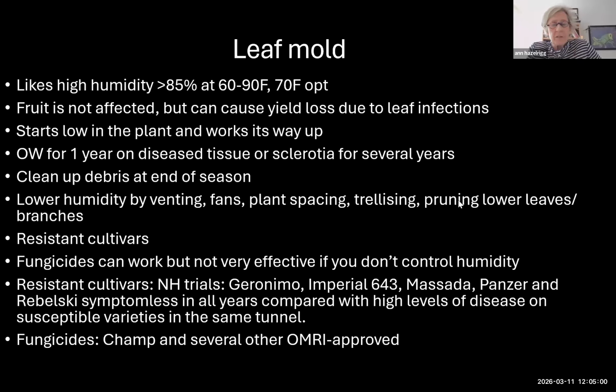There are resistant cultivars. These are some that were listed in some New Hampshire trials: Geronimo, Imperial 643, Masada, Panzer, and Rebelski. So that's another option. There are fungicides, Champ, and several other OMRI approved ones. But again, if you can't get that humidity below 85%, I think you're wasting time and money.